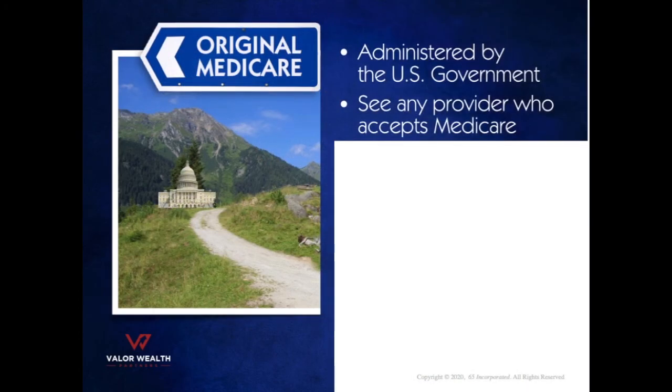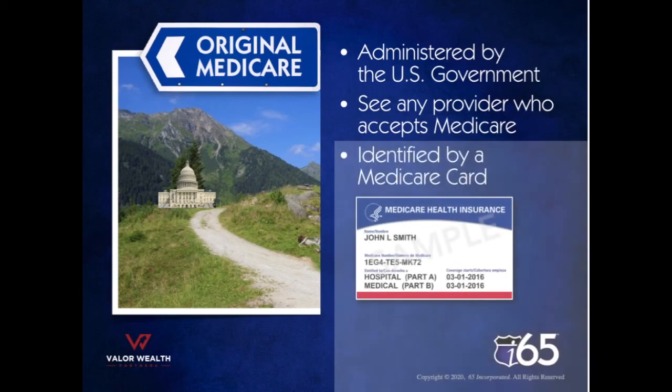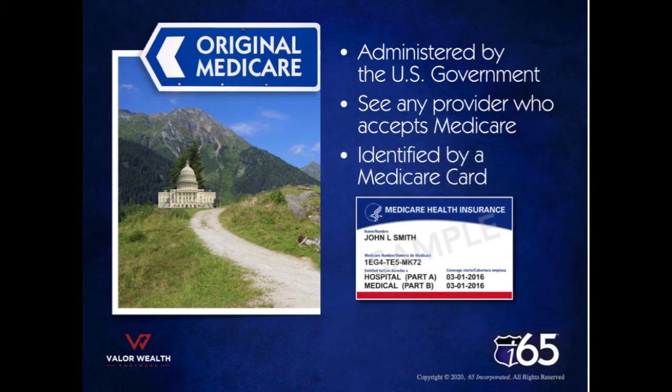First, let's talk about the path of Original Medicare. This Medicare is administered by the U.S. government. That's why we've placed the Capitol building in the background. Technically, the U.S. government is in charge. When you choose this path, you can see any provider who accepts Medicare, regardless of their location. This means you can see providers while traveling within the U.S. and receive the same coverage as you would at home.